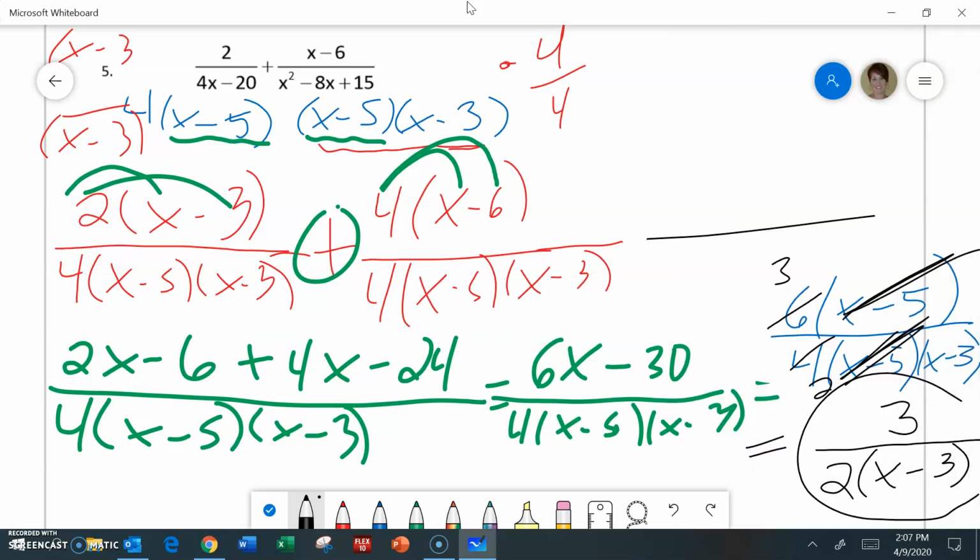Okay, so that gives you a little bit of help in making sure that you can work with denominators that are not the same.